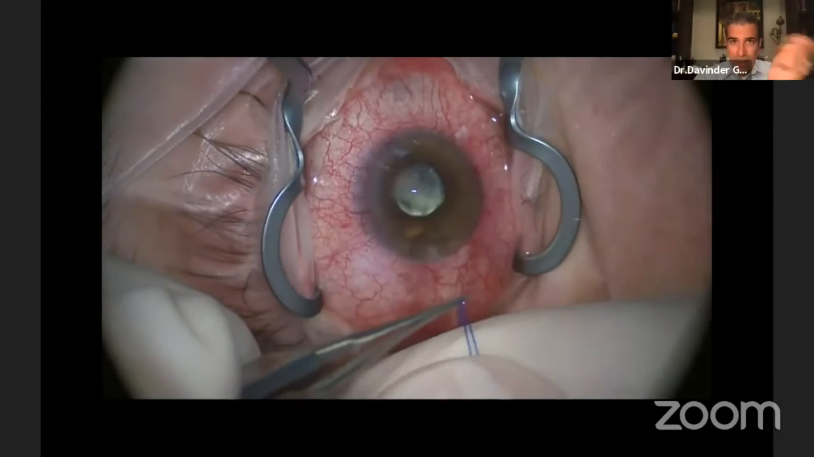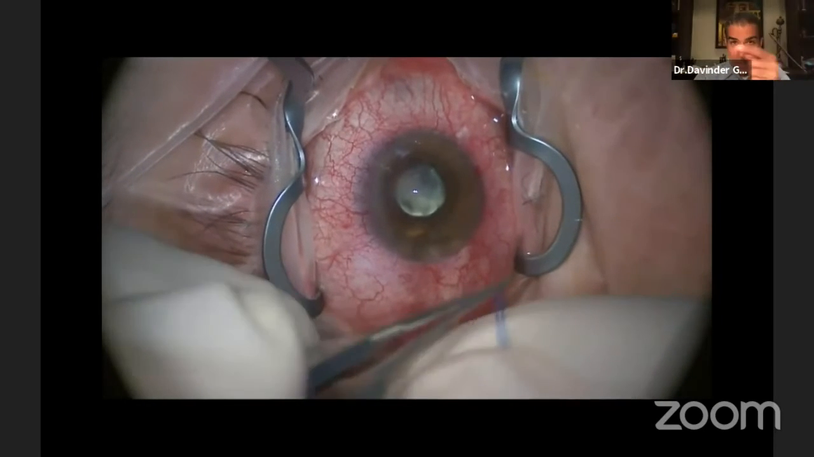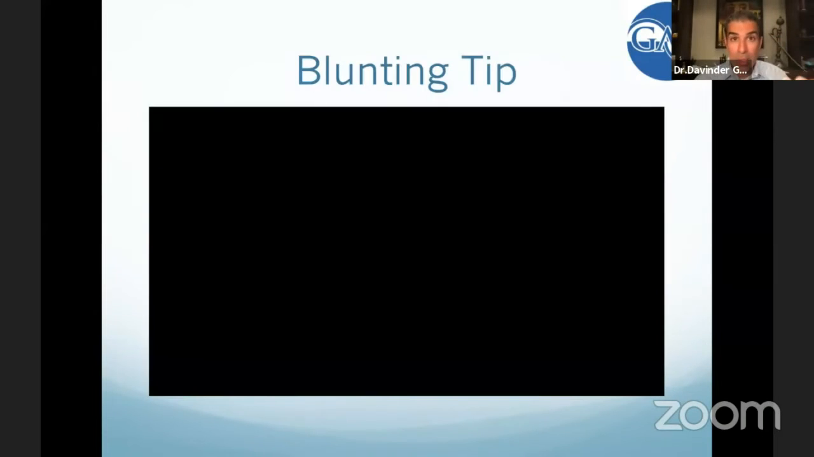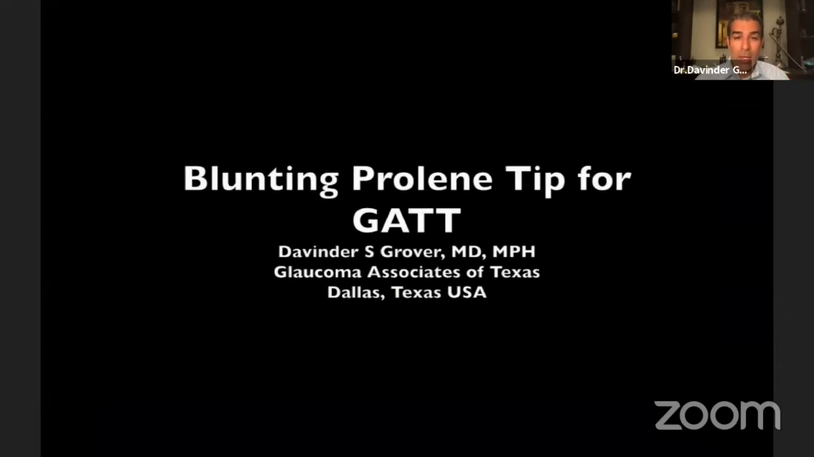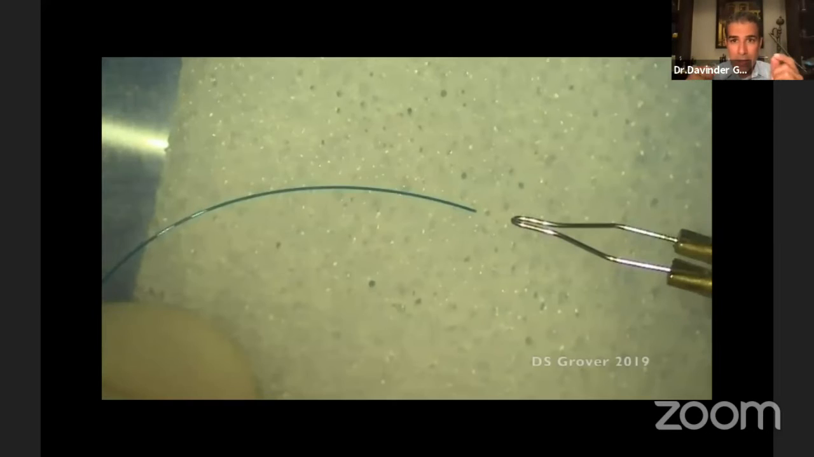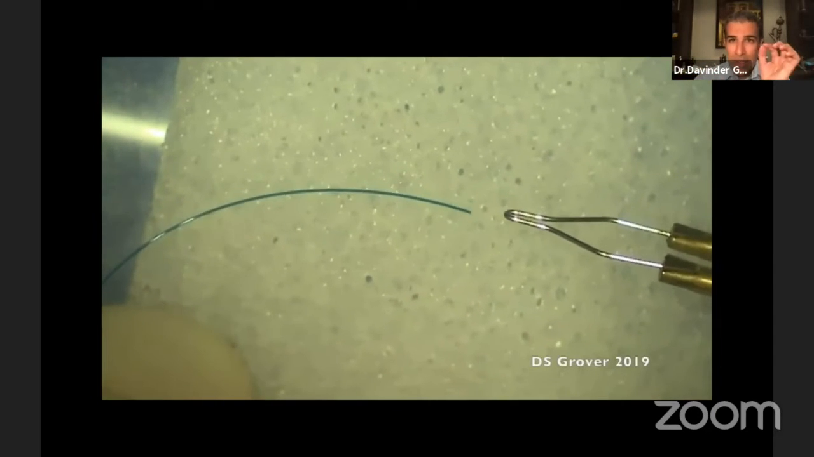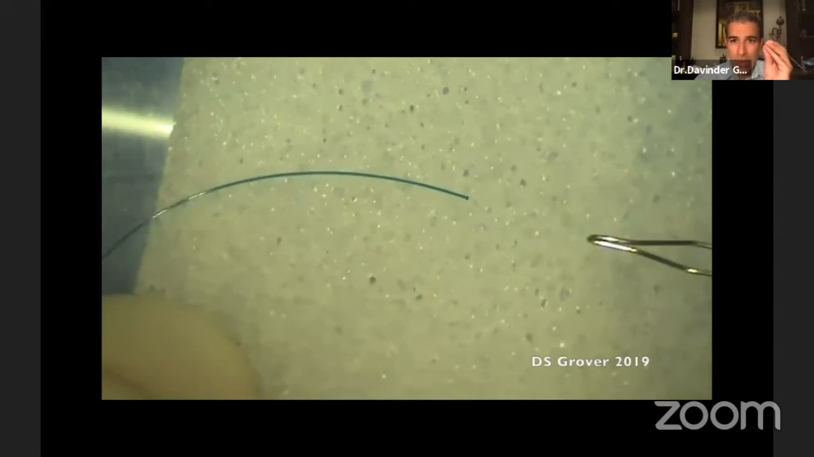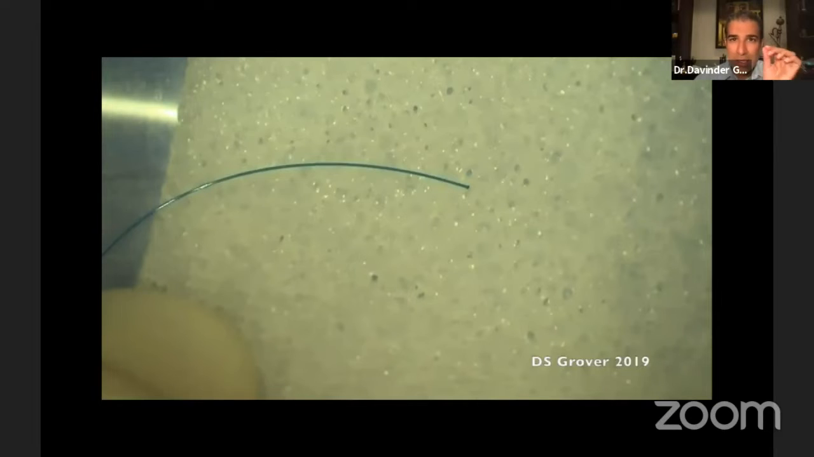So if you're passing it and you don't see it, and then you see that little bend, you know you've gone too far. You know you're in the wrong place. That's a great tip for early on. And then this is what it looks like to blunt that tip. This is a low temp cautery. The minute you start to see it change, the most subtle change, the smallest tip is what you want to make.